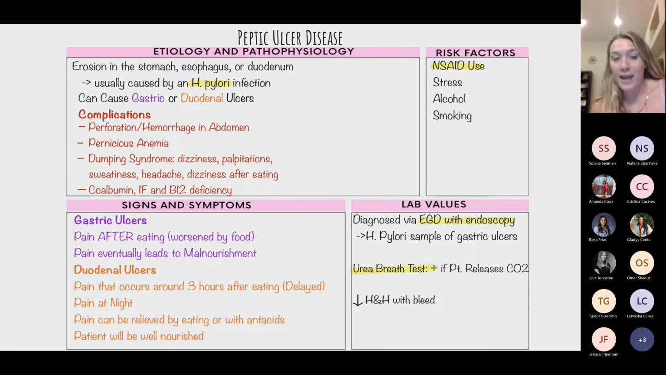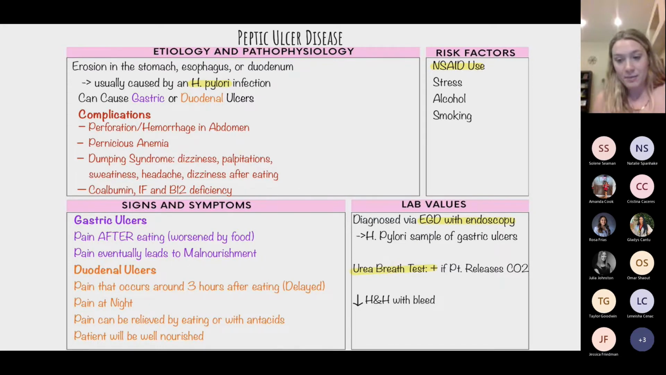So we're going to have pain after eating food. Why? Because that food goes down the esophagus straight into the stomach. So it's pretty quick that these patients are going to present with these symptoms. Because this pain occurs after eating, they're not going to want to eat a lot because it's going to cause them a lot of pain.